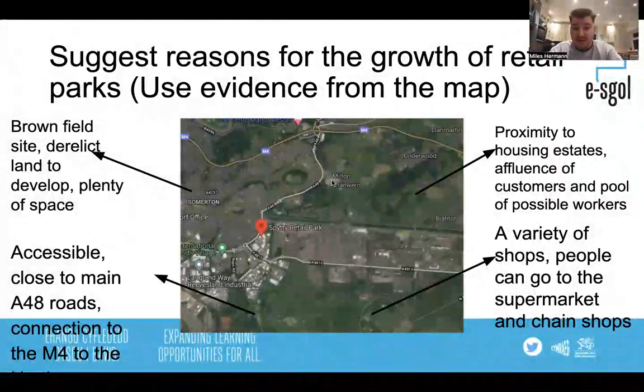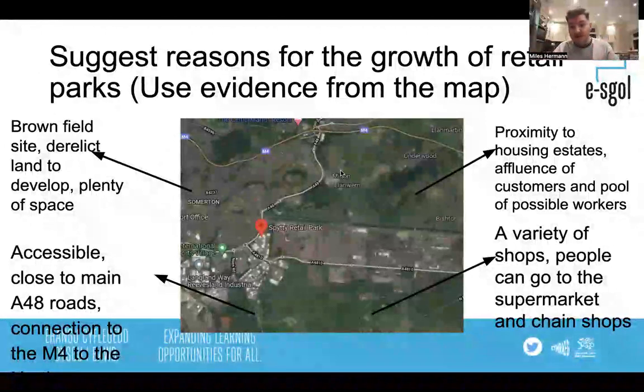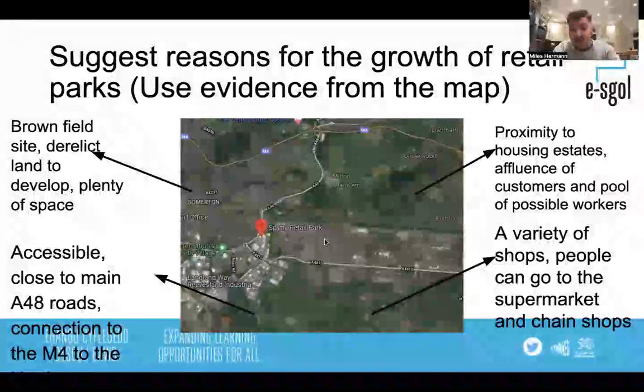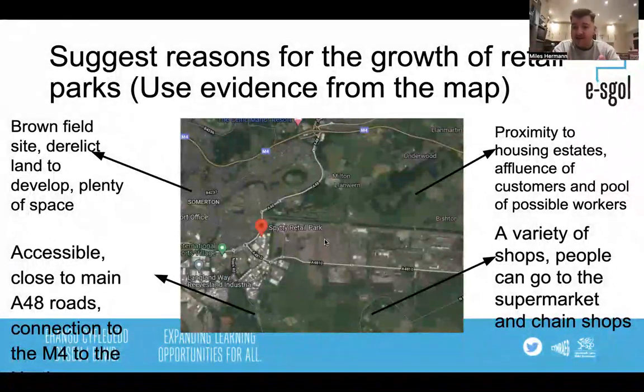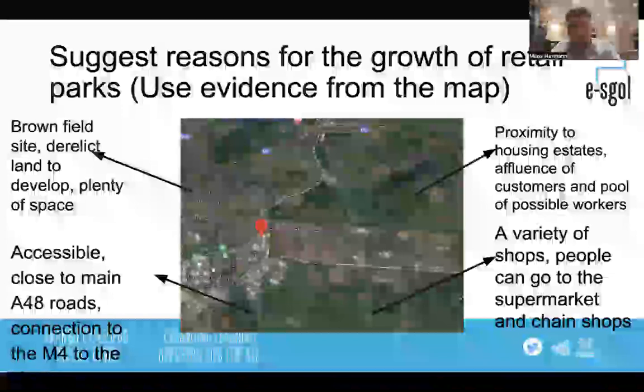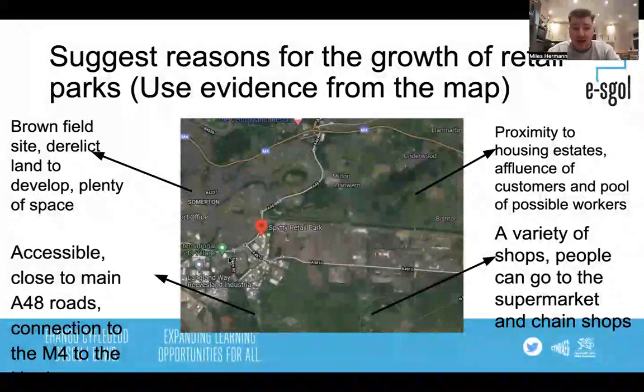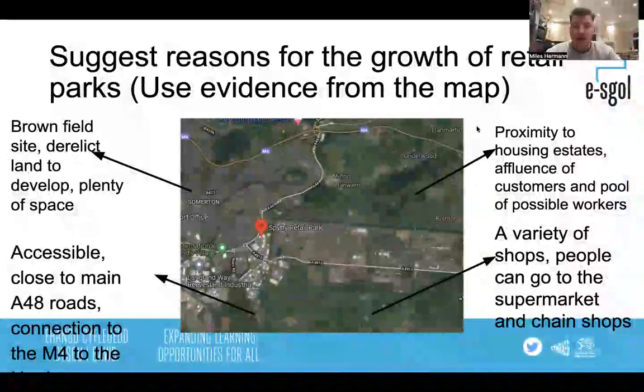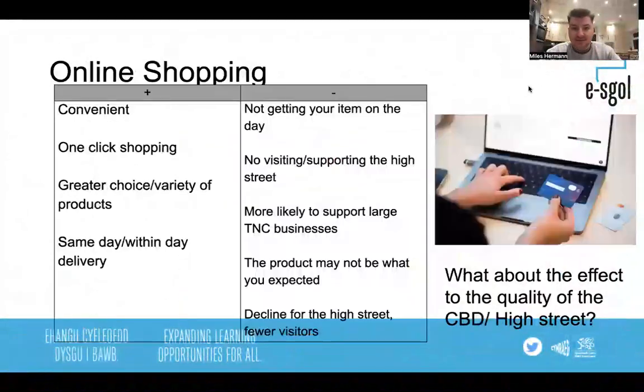Proximity to the housing estates we can see here. Maybe you could name some using evidence from the map, and the affluence of customers. There's a pool of possible workers. There's a variety of shops that can be seen here due to plenty of space. People can go to the supermarket, which might also be on these larger retail parks, and there are chain stores that attract more customers.